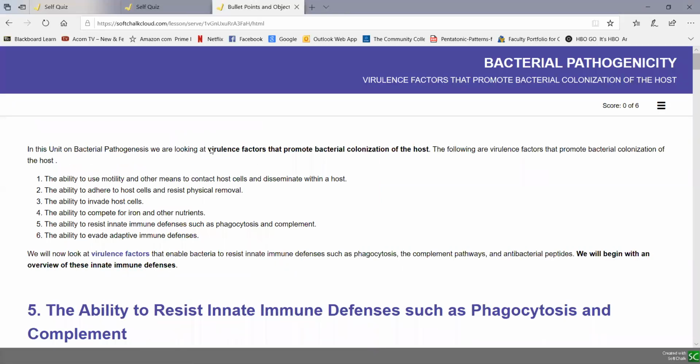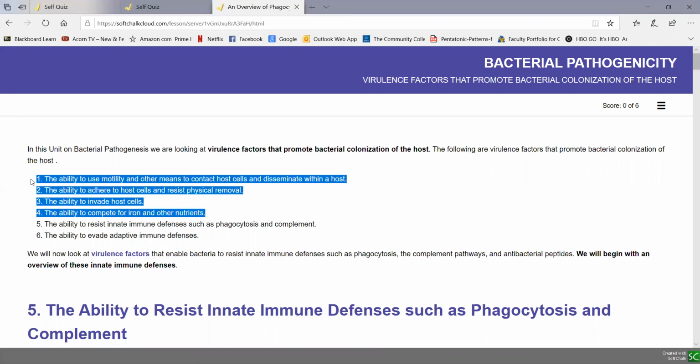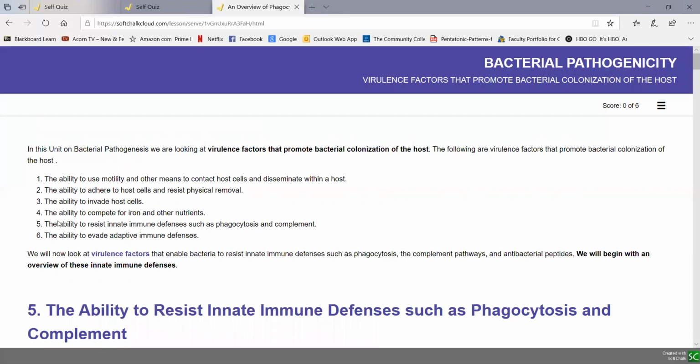Now remember, we're currently talking about virulence factors that promote bacterial colonization of the host, things that microorganisms do, and more specifically in this case, bacteria do, to establish themselves in or on our body. And we've already discussed the first four of these in previous lessons. The next two SoftChalk lessons will look at how the ability to resist innate immune defenses plays a role in helping bacteria colonize the body.